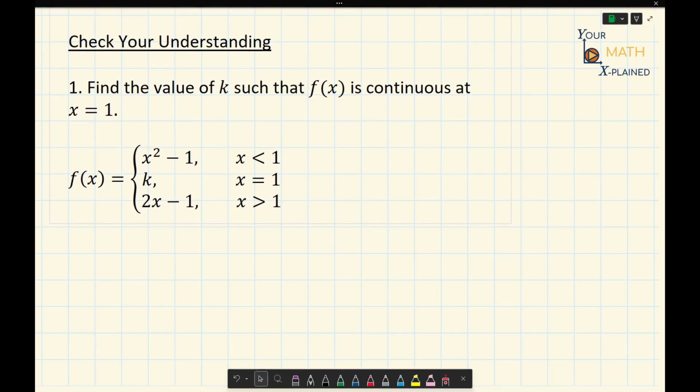Can you find the value of k such that this piecewise function here is continuous at x is equal to 1? Make sure to leave your answer in the comments below and let us know if you'd like to see more content on limits and continuity in the future.